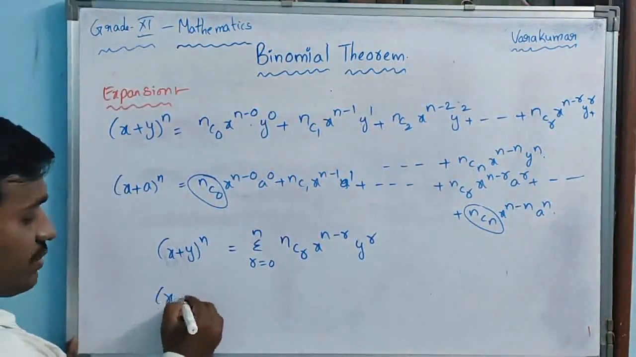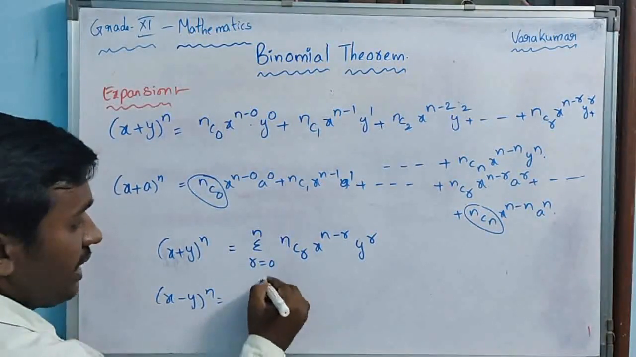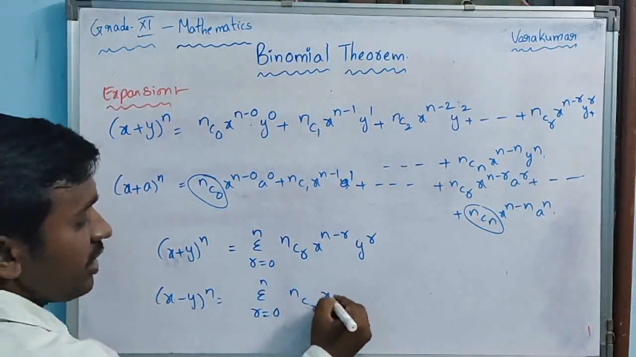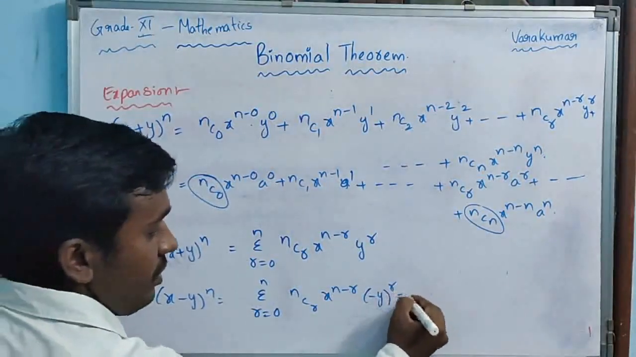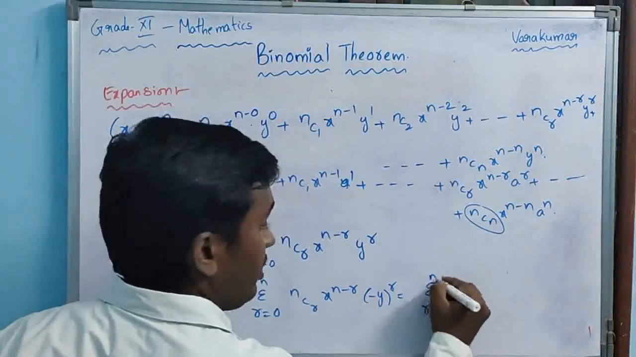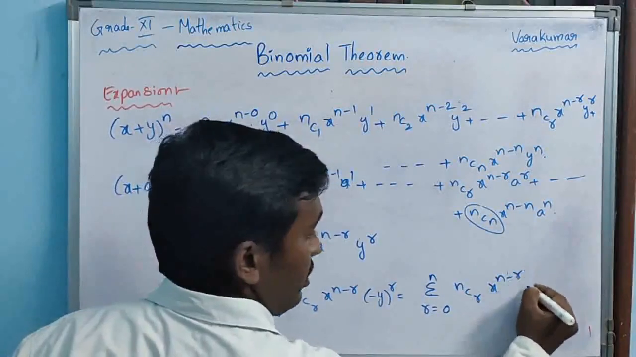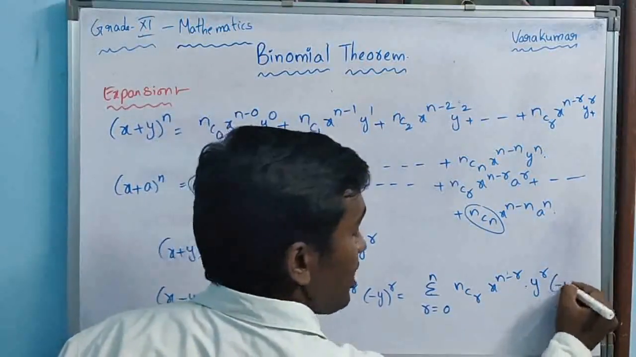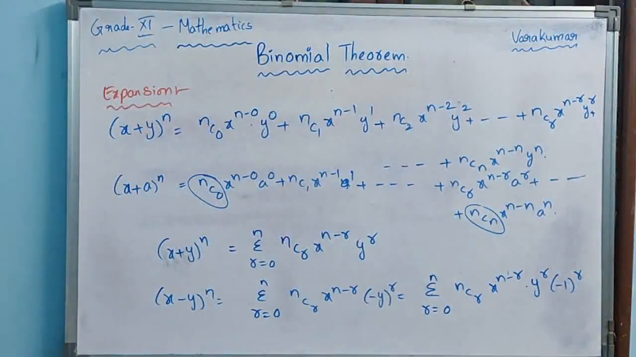Suppose they ask (x minus y) whole power n, there is nothing to it. You have to write sigma r is equal to 0 to n, nCr x power (n minus r) into (minus y) power r. This is still more simplified: sigma r is equal to 0 to n, nCr x power (n minus r) y power r and (minus 1) whole power r. So I am taking the minus 1 alone out, and that will give the respective terms' coefficients.